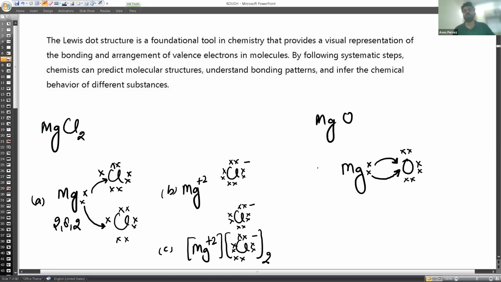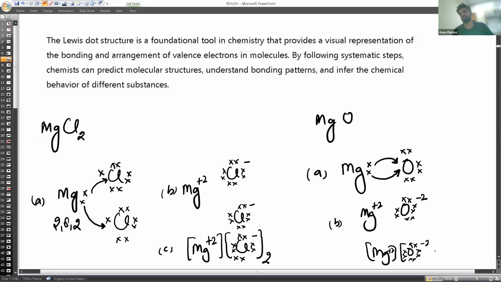And here also, this is the first step; second step is Mg 2 positive and then O with 1, 2, 3, 4, 5, 6 electrons. After gaining 2, it will become 8 and will become -2. And then the third step, we write Mg 2 positive in the bracket and then O with 8 electrons in the bracket and then -2. This is the way of MgO representation. Okay. So just a minute.